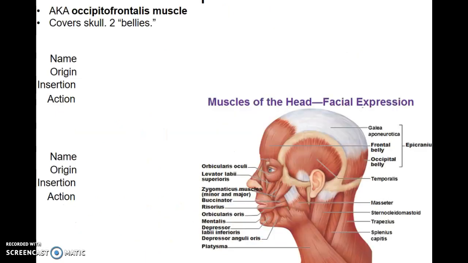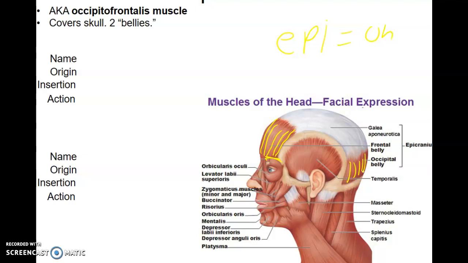So, this first muscle your textbook calls the epicranius group. What does epi mean? Epi is on. So the epicranium is on the skull. And it actually has 2 parts. We have this part right here that is attached to the skin right above your eyebrows. What do you think that's going to do? Raise your eyebrows. Then you have another belly right here.